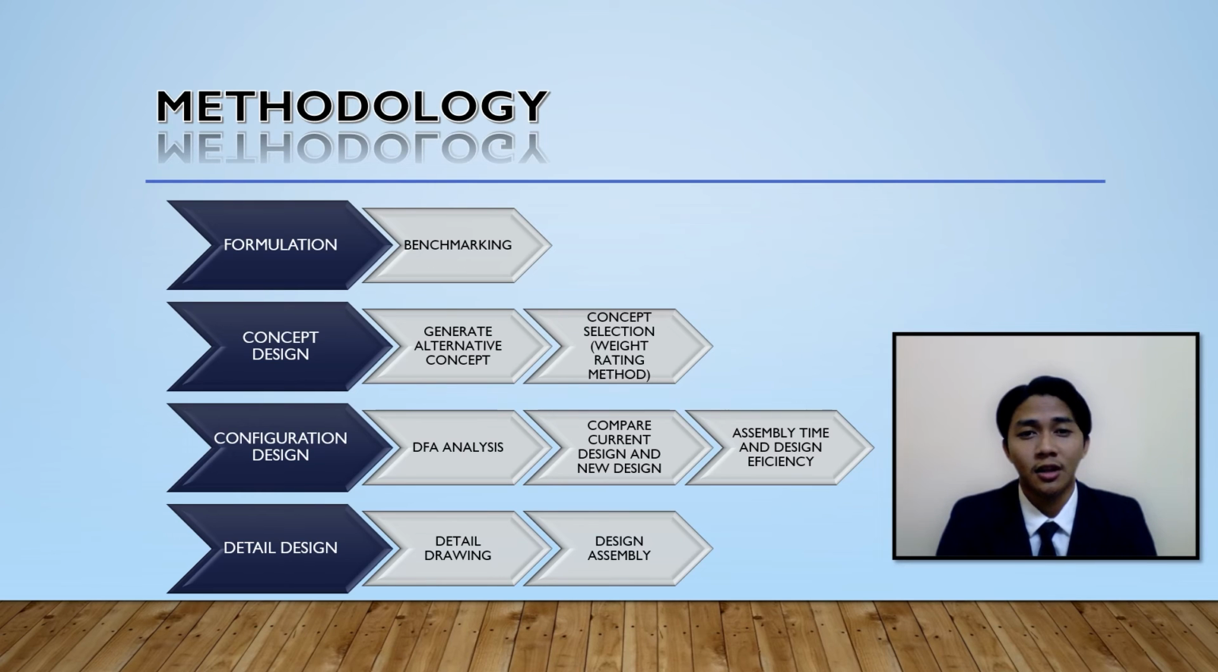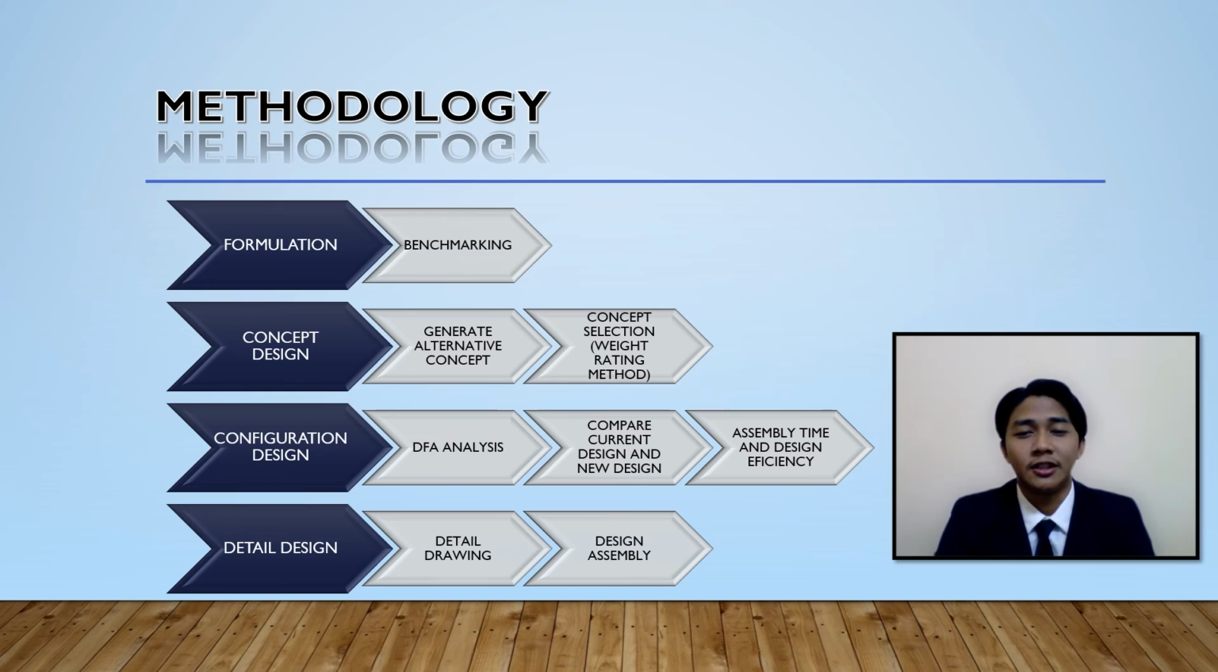For this project methodology, I will show how I will conduct it to achieve my project objective. Firstly, by using the engineering design phase guide, I will start with the formulation phase, which is to create a benchmarking from existing CNC 3D routers on the market. By the result later, I can proceed to do the concept design phase, and generate alternative concepts for the Y-axis subassembly, and then by using the weight rating method, make the concept selection.